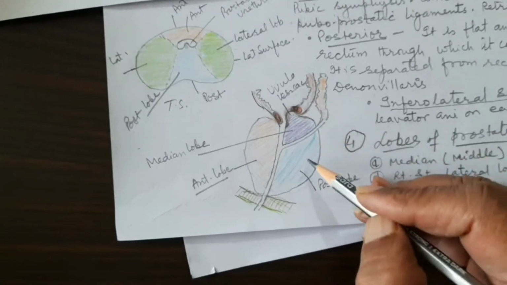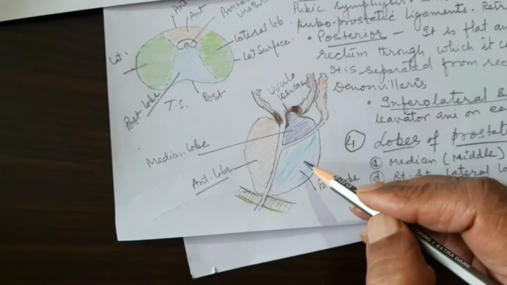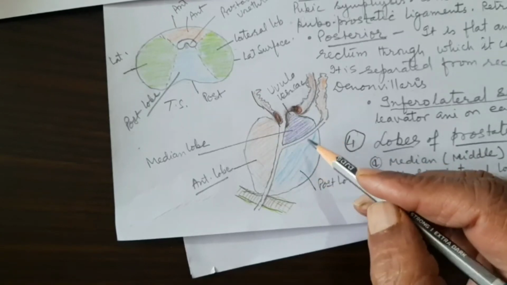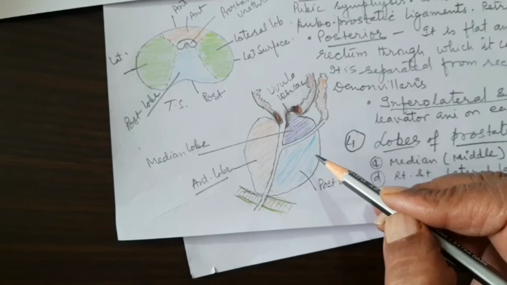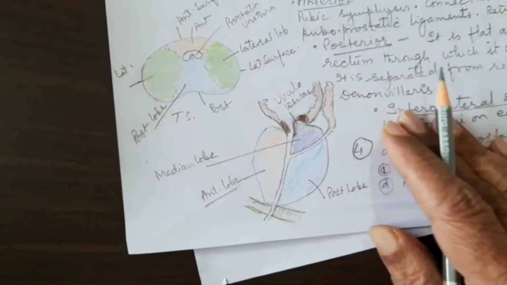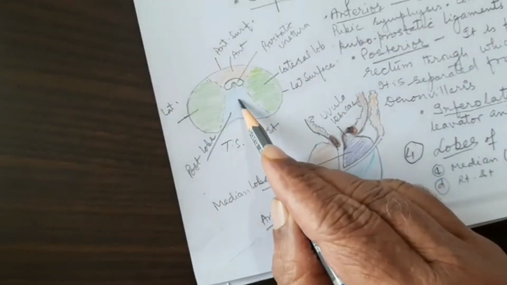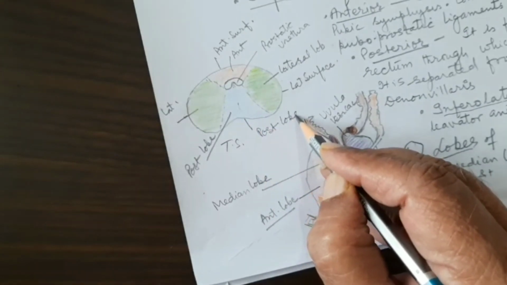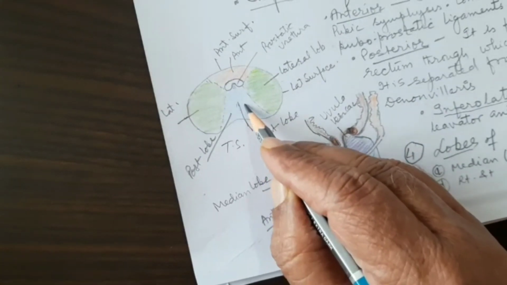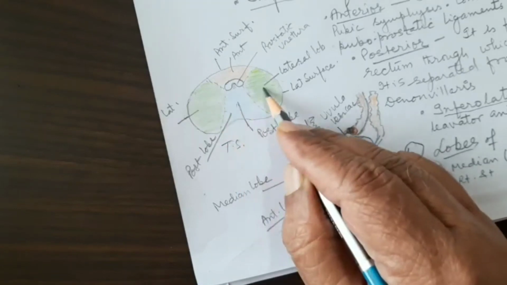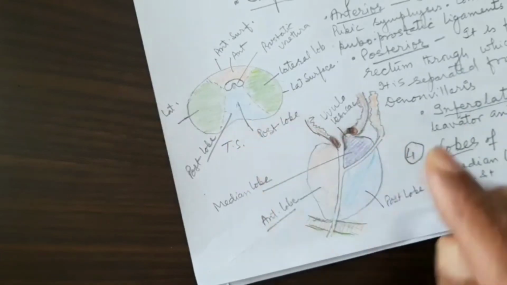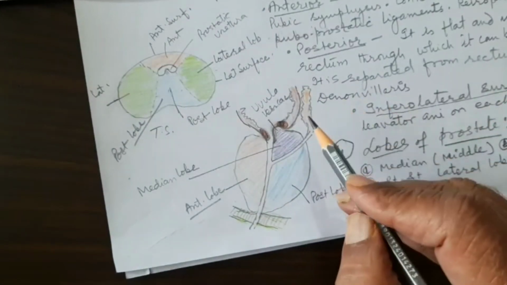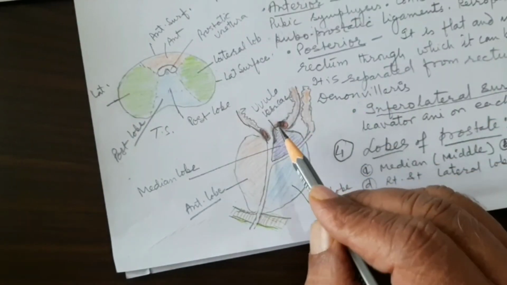Then we come to the posterior lobe. It is present below the ejaculatory duct, and it connects the two lateral lobes. See here in this diagram, this is the posterior lobe. See, this posterior lobe is deep to the posterior surface, and on either side it connects the right and left lateral lobes. Now a lot of glands are present in these lobes.